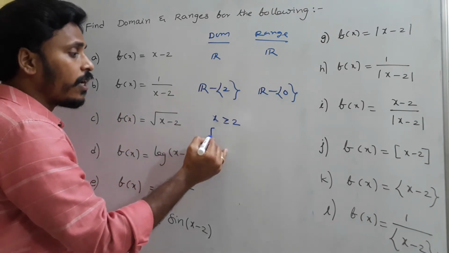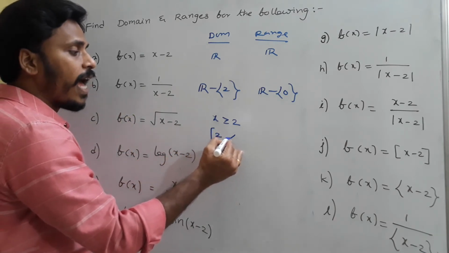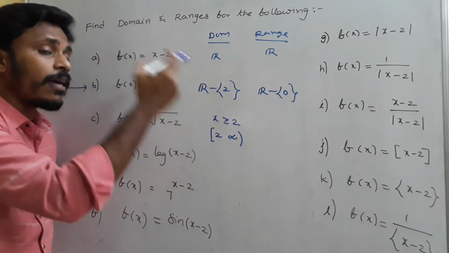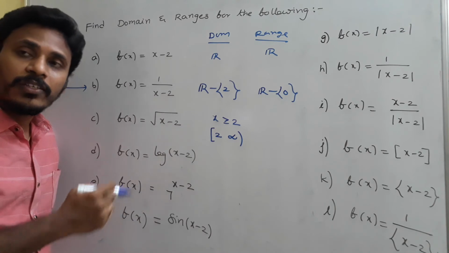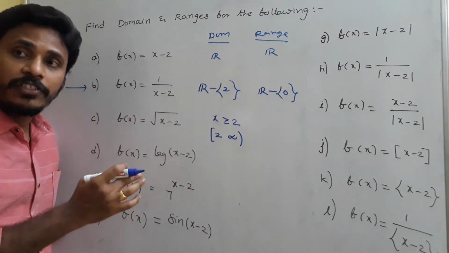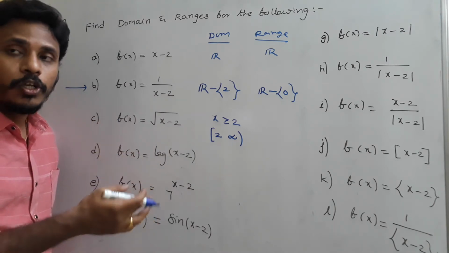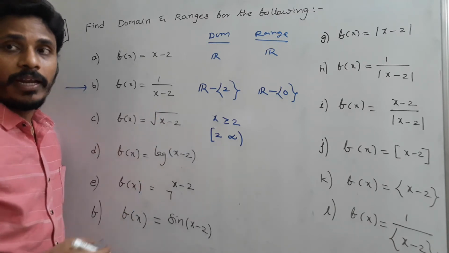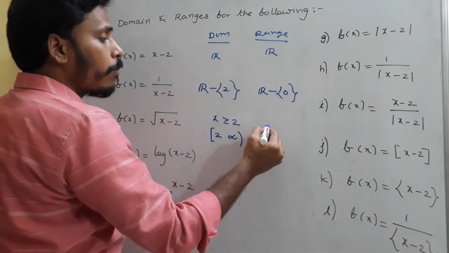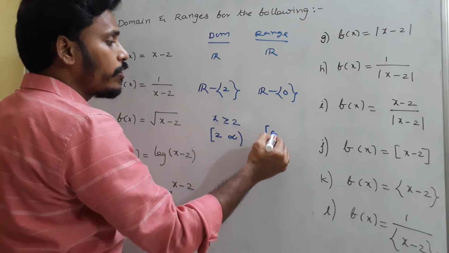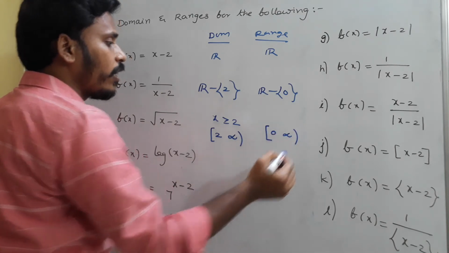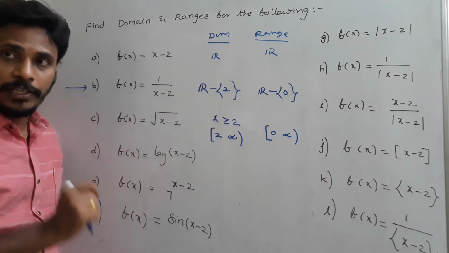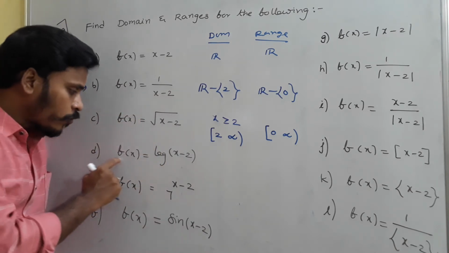So we may represent it in interval notation as 2 to infinity. Okay, whereas coming to the range, for a square root value the range is always positive numbers. You can't get a negative result. Okay, starting from 0 you may get any number. So the range is all positive real numbers including 0. So 0 to infinity is the range for this f of x is equals to root x minus 2. Okay, right, and the next one is logarithm.